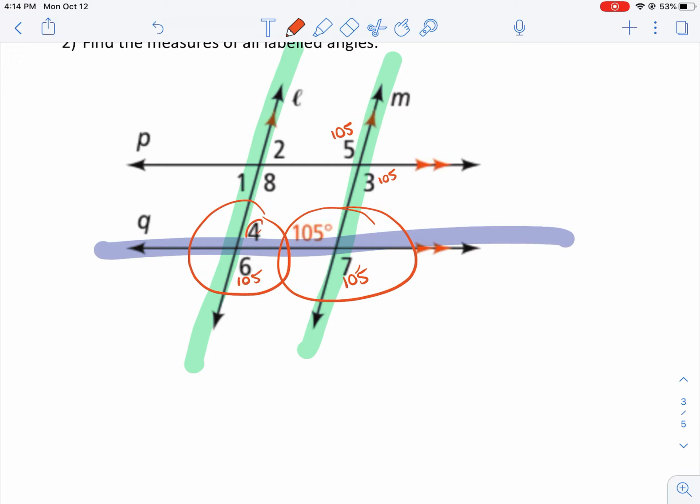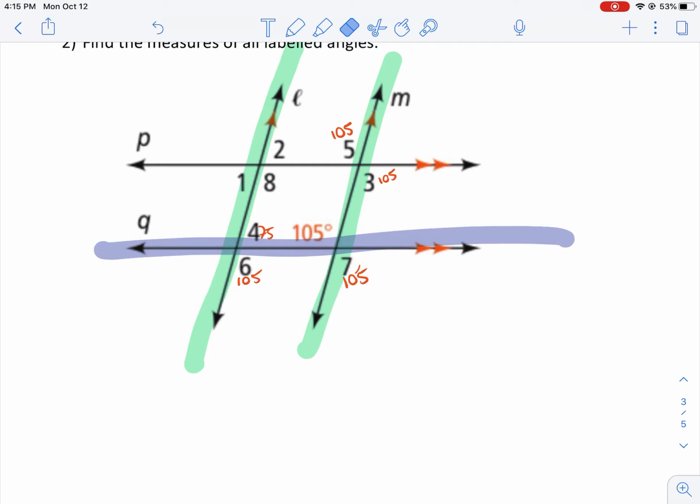I can see that angle 4 and this 105 angle are same side interior angles, and we know that when those lines are parallel, then they are going to be supplementary, so angle 4 is going to be equal to 75. Which, by the way, we also could have said, oh, it's supplementary to angle 6. So again, there are a couple ways to do these things. There's not just one, but whatever you see first, as long as it's a correct geometric relationship, that's fine.